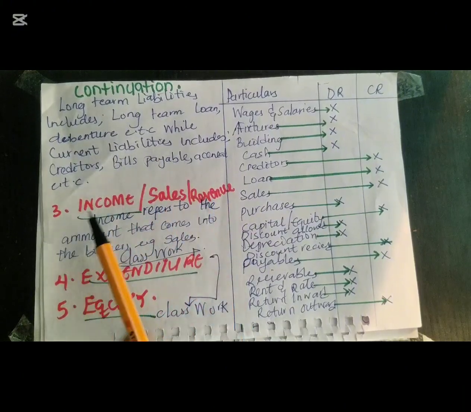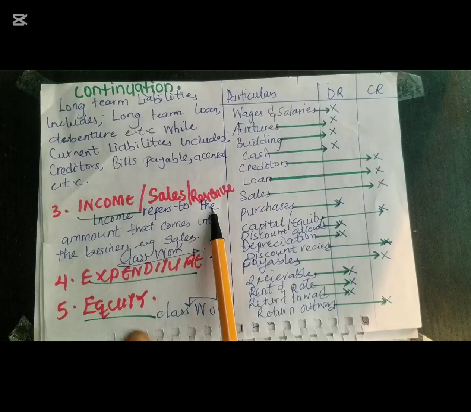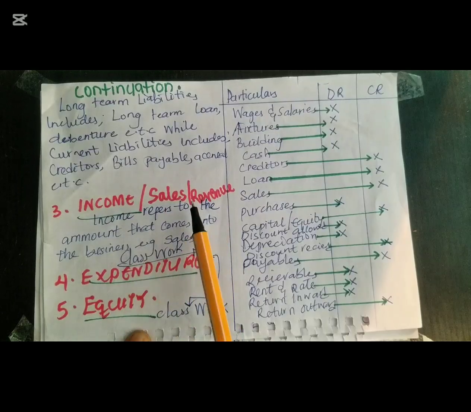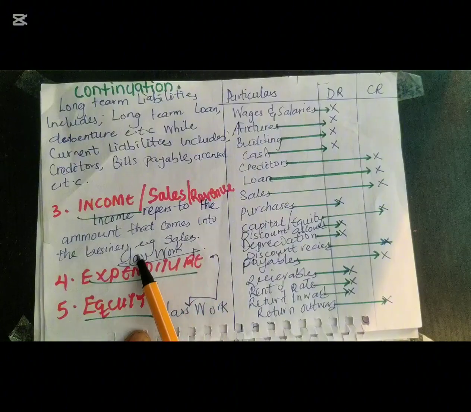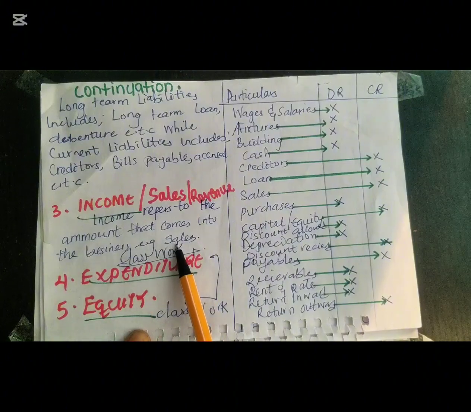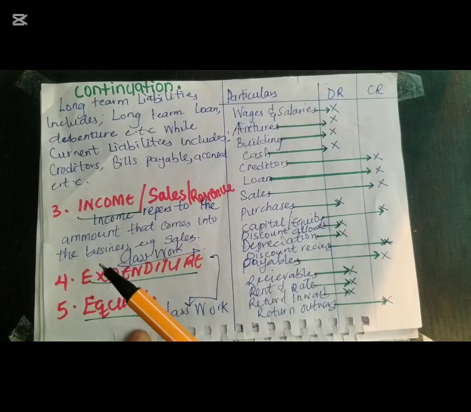So the third one is income or sales revenue. Income refers to the amount that comes into the business, for example, sales. So for example, you are selling shoes or you are selling provisions. By the time you sell things to outsiders, that's when you get your income. That's when you get your profits.